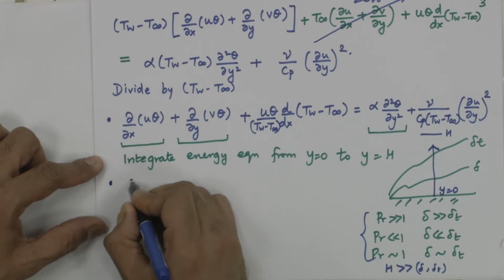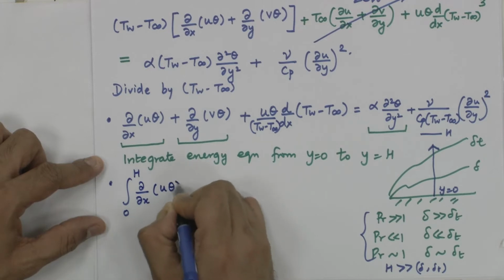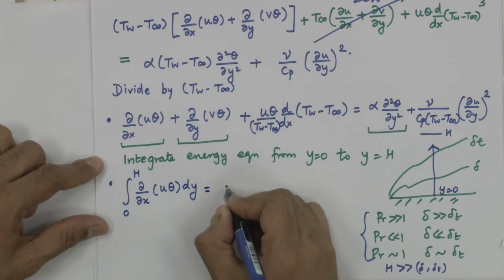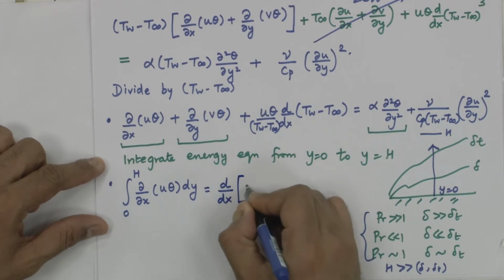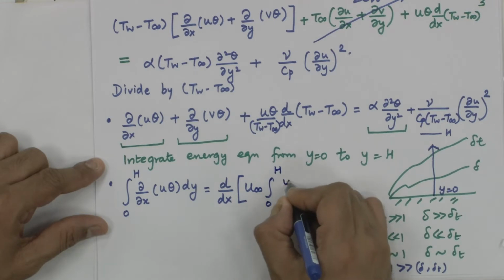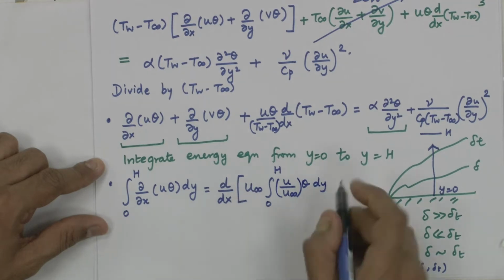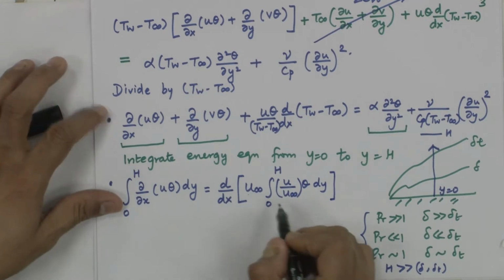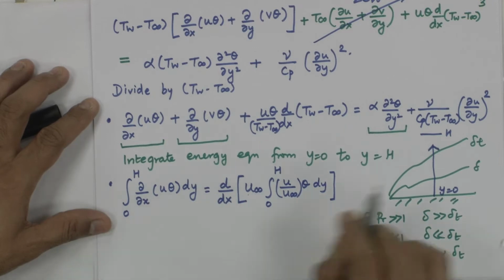So, the first term integrated is integral 0 to h of d by dx of u theta dy. This is now going to be modified as d by dx, regular derivative, of integral 0 to h u by u infinity theta dy. I have multiplied and divided by u infinity. Okay, this I have done, taking the differential out and making it a regular derivative.